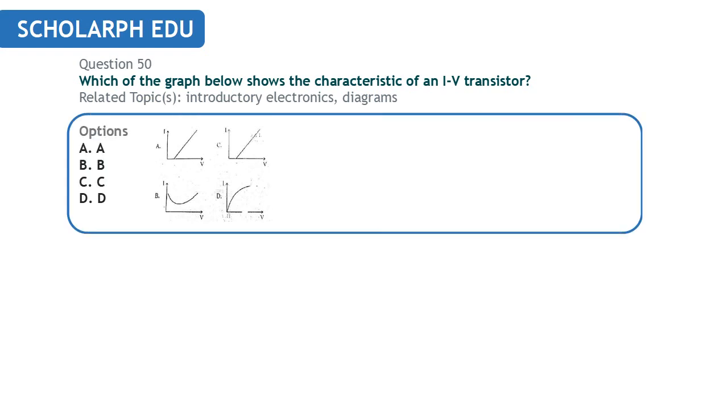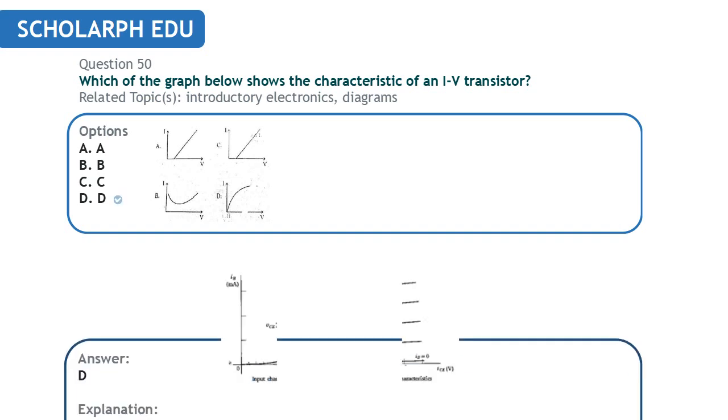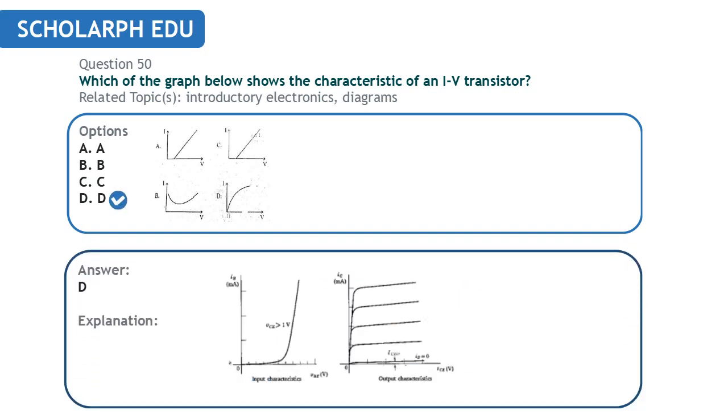Alright, final question here. Which of the graphs below shows the characteristic of an IV transistor? That is the graph D here. The graph D here shows the output characteristics of an IV transistor. You can see how the curve is. So that's it.